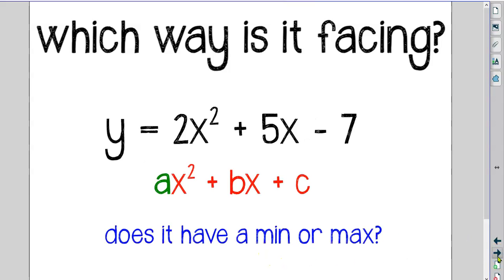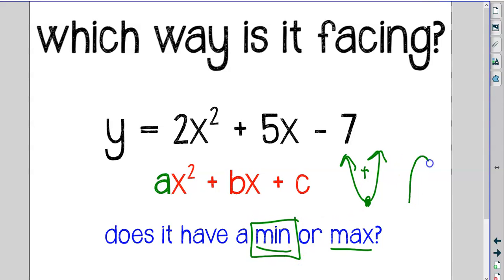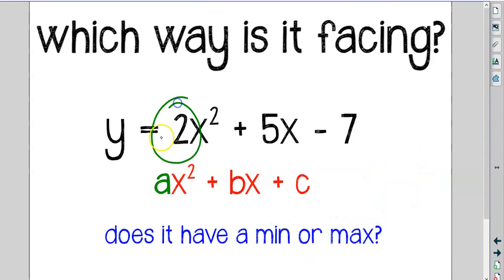Remember, look only at the a value when trying to determine if you have an upwards or downwards facing parabola. Once you determine whether it's up or down, you'll be able to tell me whether it has a min or a max. If you're facing upwards, you have a low point, so you have a minimum. If you're facing downwards, you have a high point, known as a maximum. So for us, positive 2 is an upwards facing parabola with a minimum.